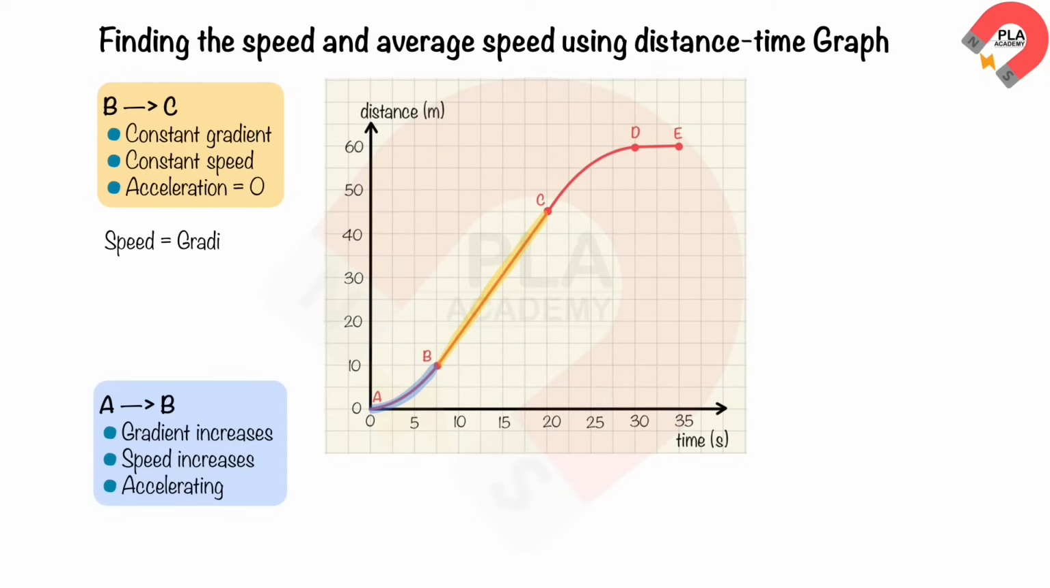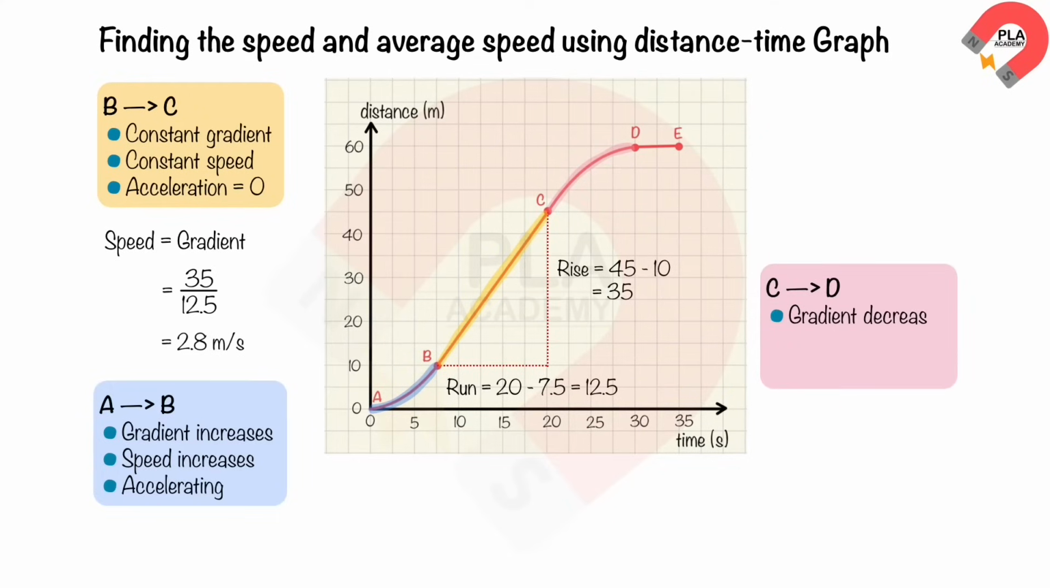is zero. We can find the constant speed by the gradient between B to C. We draw a right triangle. Here is change in x, or run, is equal to 20 minus 7.5 is equal to 12.5. Here is change in y, or rise, is equal to 45 minus 10 is equal to 35. Therefore, the speed is equal to 35 divided by 12.5 is equal to 2.8 meters per second.